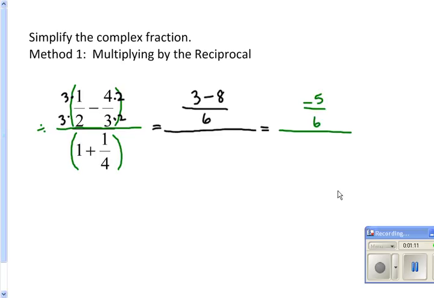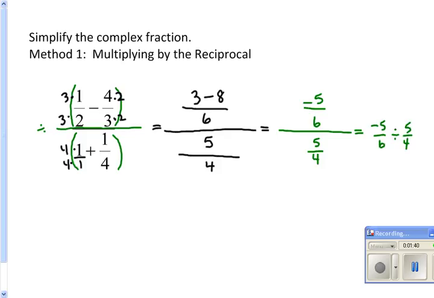Okay? Now in the denominator, our common denominator is going to be 4. So I'm going to multiply the first fraction by 4 on the top and the bottom. And of course you could do this in your head if you needed to. So we're going to end up with 4 plus 1, which is 5/4. So we have 5/4 here. Okay, so this problem really stands for negative 5/6 divided by 5/4.